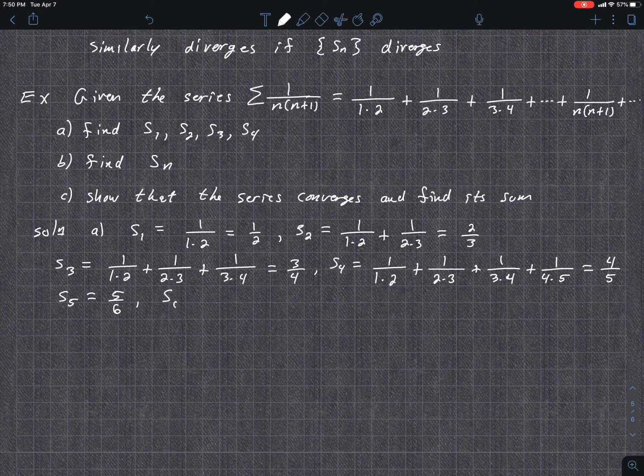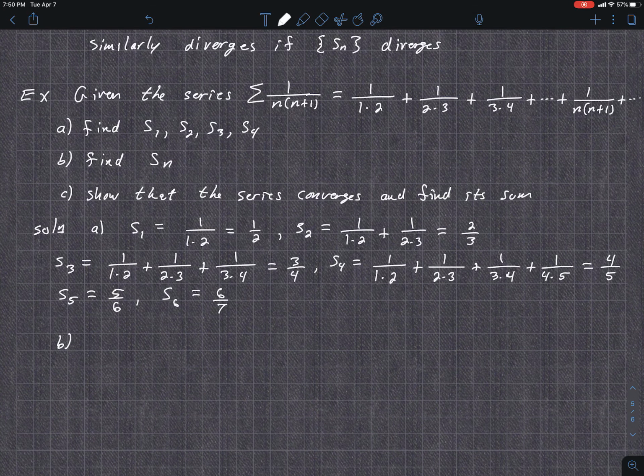And we can keep going. I'll just show you the other ones because I have them. So S5, same sort of process, you get 5/6. S6, add all that up, you get 6/7. And so that's the sum of the sequence as you start adding them up.